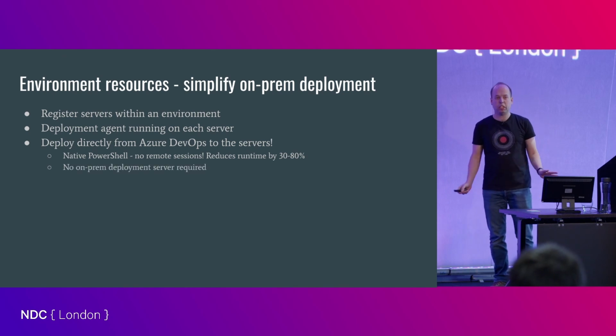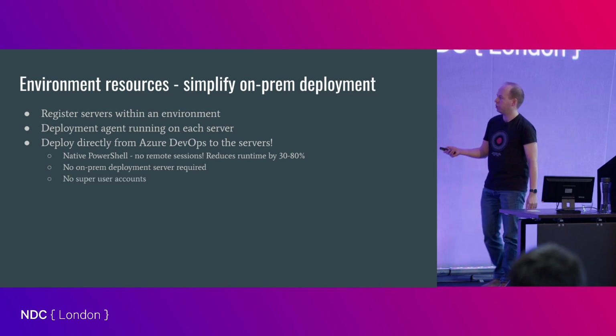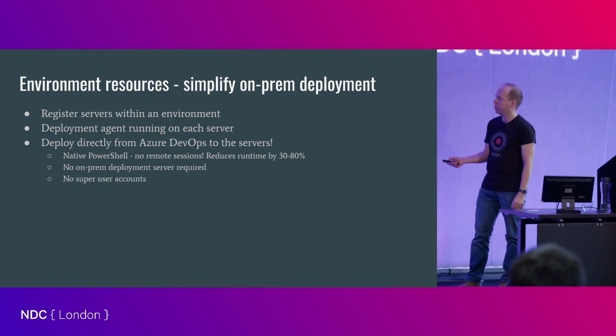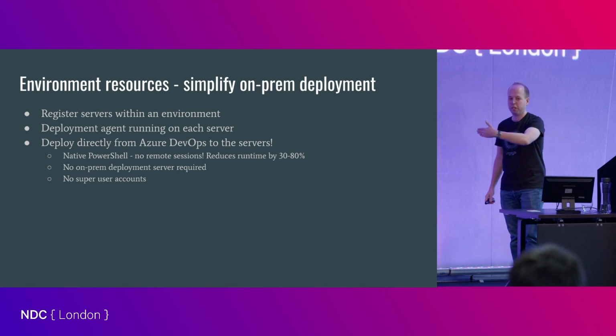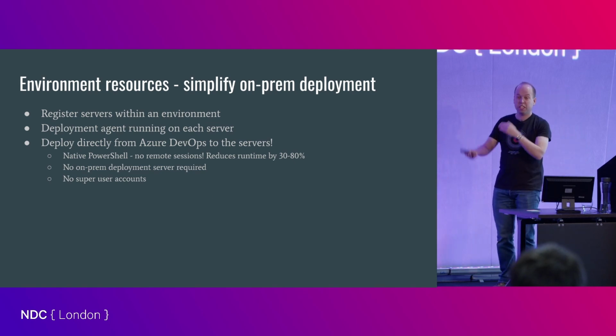And we didn't need an on-prem deployment server anymore, because everything could go directly to the target servers. And when we don't need an on-prem deployment server, we don't need a super user account. This is another way of cutting down on your secrets, because this deployment server would have to have access to specific accounts which were authorized to do a lot of things on all our production servers, right? But this way, everything goes in the other direction.